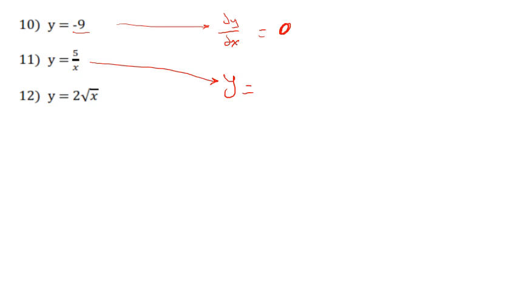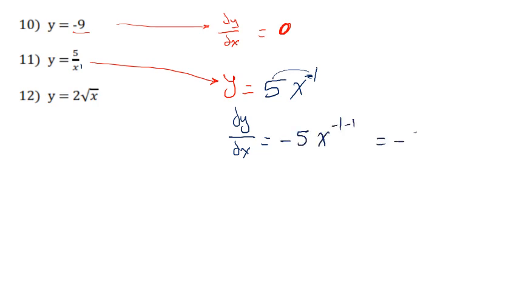Regarding number 11, I can write y in the form of 5x to the power of negative 1, as it's x to the power of 1 in the denominator, so I'm going to write it in the numerator as 5x to the power of negative 1. So dy by dx is equal, I'm going to put down the power, so multiply negative 1 by 5, which is negative 5, subtract 1 from the power, so it's going to be negative 5x to the power of negative 2, which can be written as negative 5 over x squared.